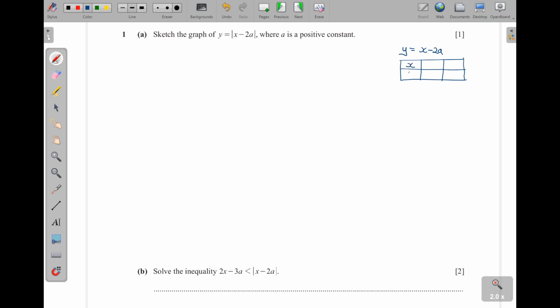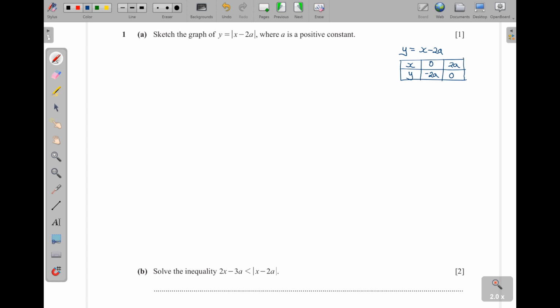So if I have x here and then y, if x is 0, that means that one will disappear and then I will get negative 2a. And then next, if y is 0, so put 0 here. Now put this one here, it will be 2a. So I will have here 2a.